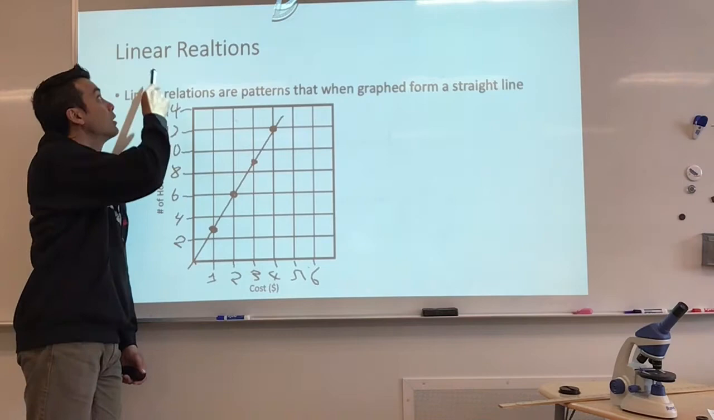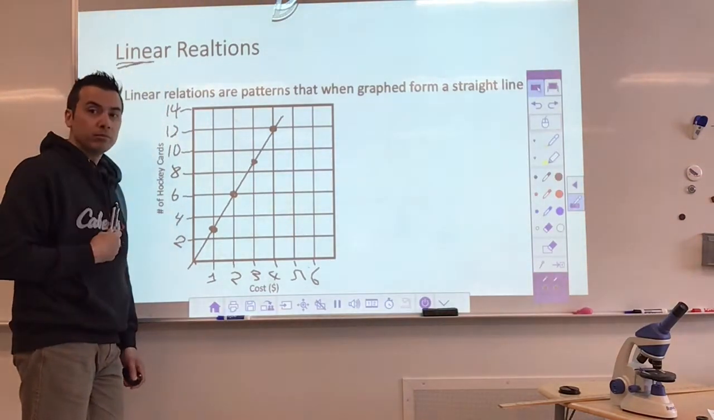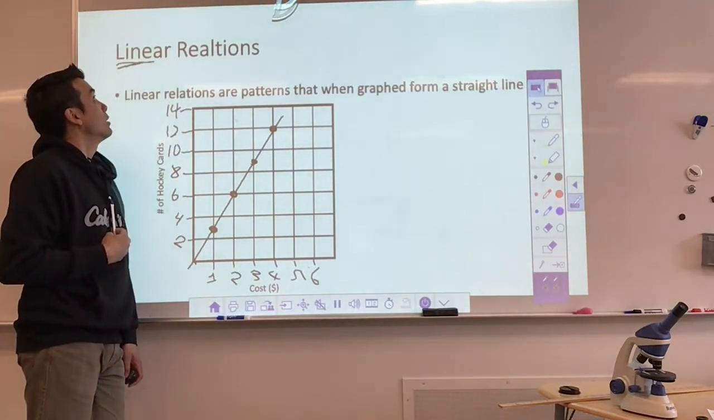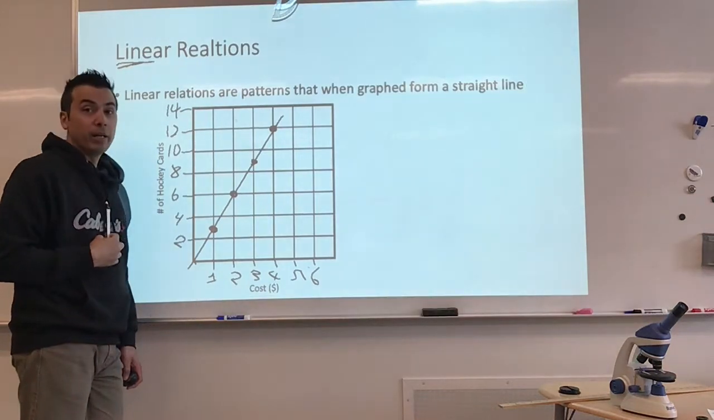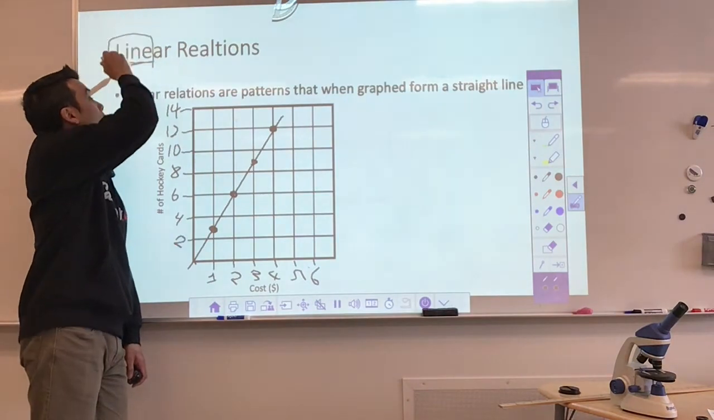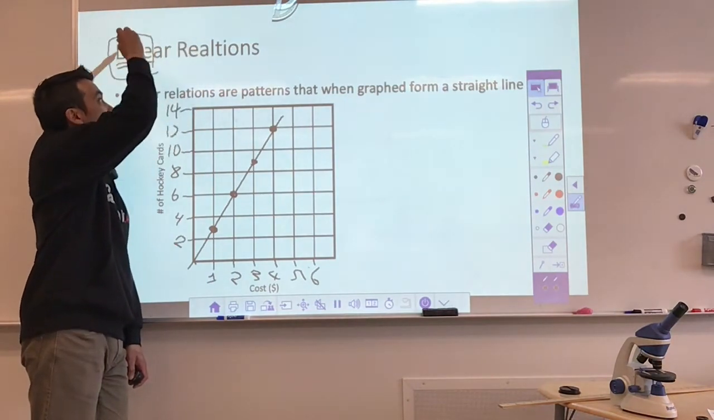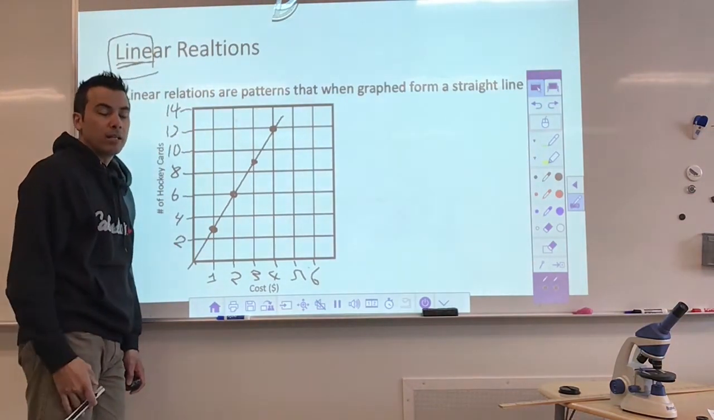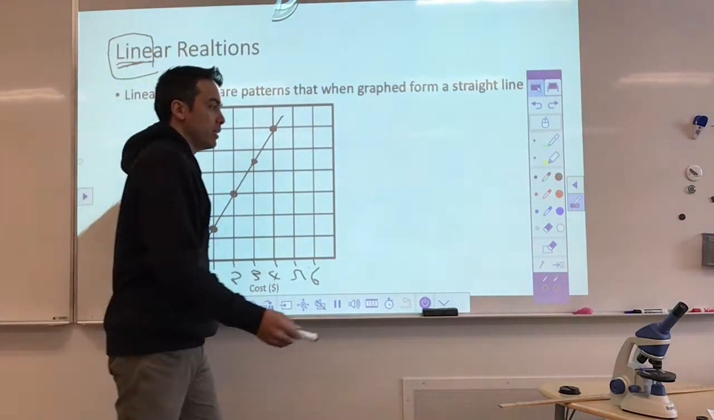We can see the word line in linear. I guess we can always also see near and ear, and that's about all I can see so far. But the key word here is line. So these relationships, they form a line. That's one of our key ideas here.